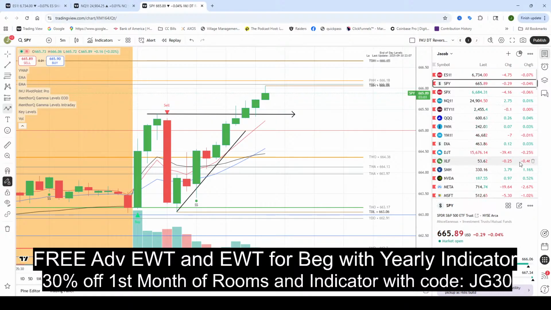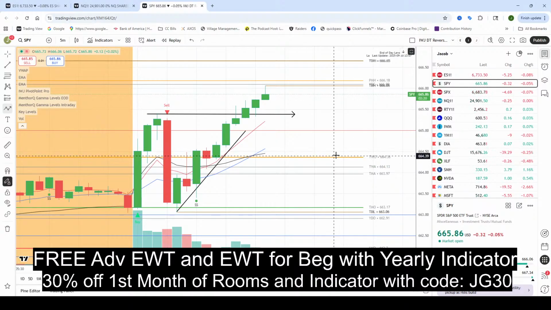Banks are not participating in this gap close type rally. Dow Jones Transport slightly red. RTY flat, trying to close its gap, or already did probably. Yeah, there it goes. It's closed. ES or SPY just a couple cents short of the gap close.